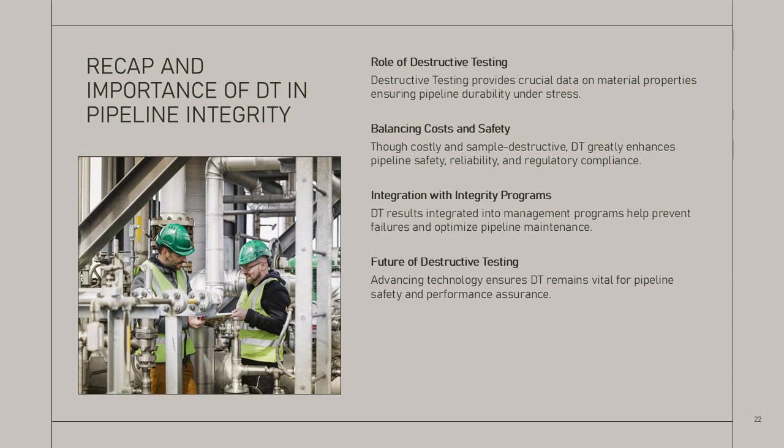Recap and importance of destructive testing or DT in pipeline integrity. Destructive testing methods are essential for ensuring pipeline integrity by providing accurate data on material properties and performance limits. Techniques such as tensile, impact, hardness, and fracture toughness testing enable engineers to design and maintain pipelines that withstand operational stresses. While DT involves sacrificing samples and incurs costs, its benefits in safety, reliability, and compliance far outweigh these drawbacks.